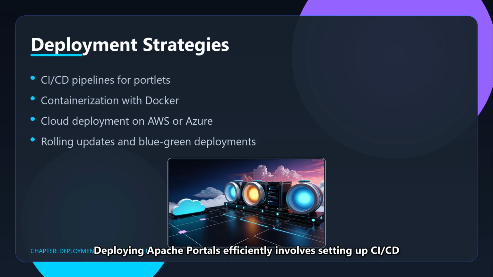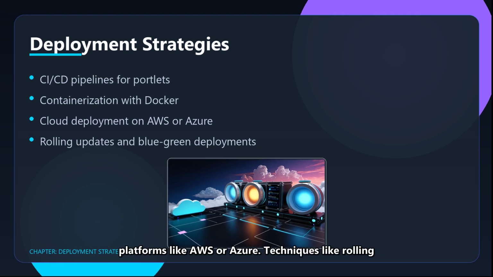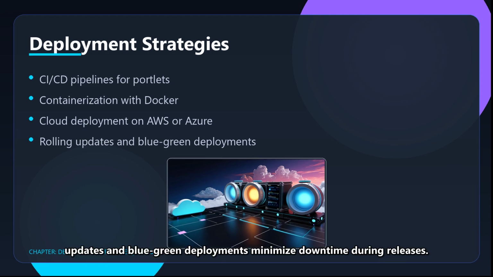Deploying Apache Portals efficiently involves setting up CI/CD pipelines, containerizing applications with Docker, and using cloud platforms like AWS or Azure. Techniques like rolling updates and blue-green deployments minimize downtime during releases.